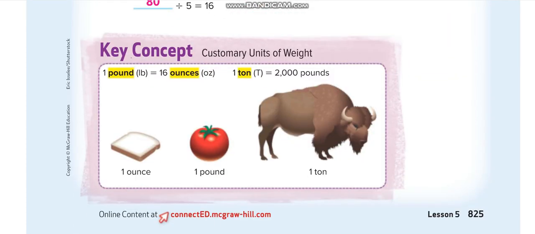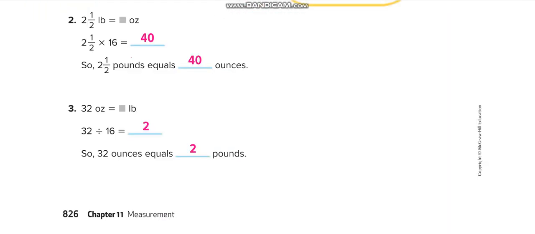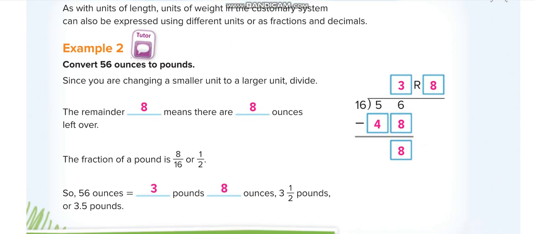Okay. Let us move to the next page now. Here, convert 56 ounces to pounds. So from ounces to pounds, we will divide by 16. It gives us 3 whole and the remainder is 8. It means 3 pounds and still 8 ounces left over.